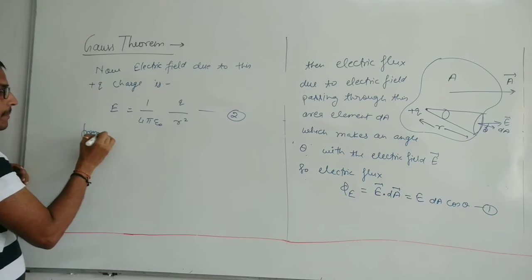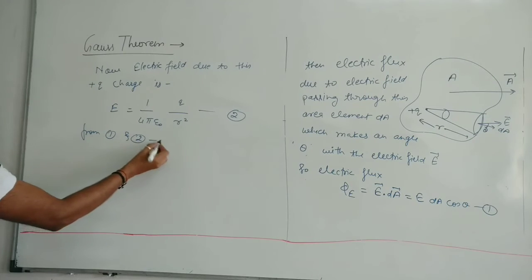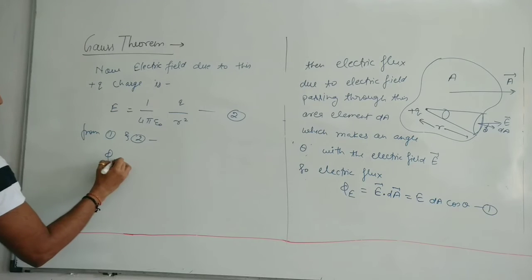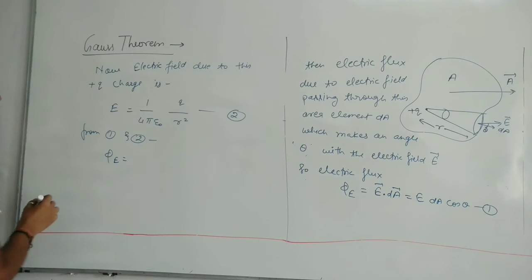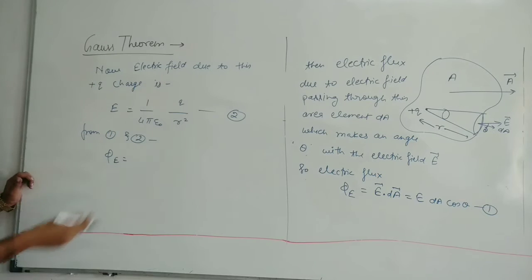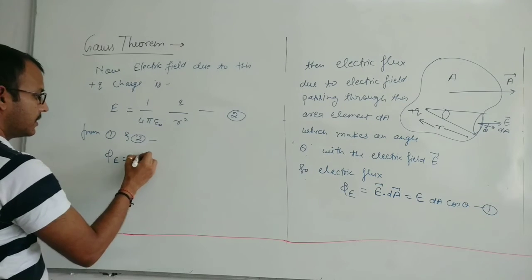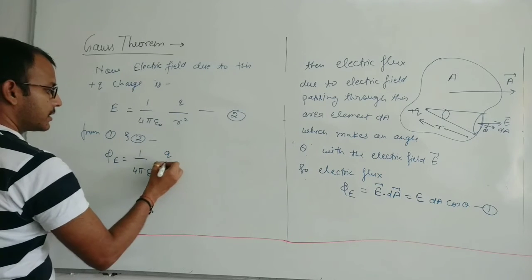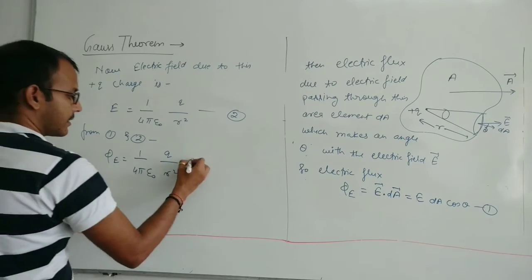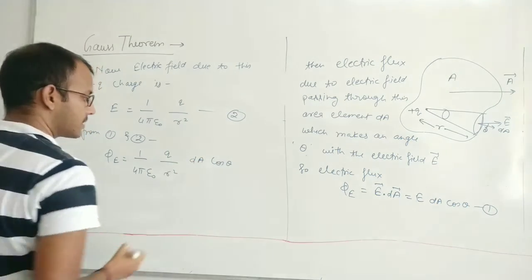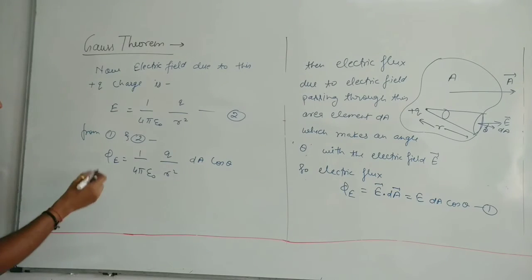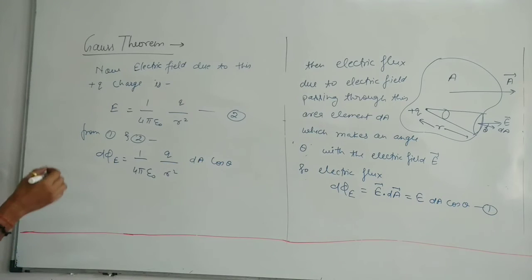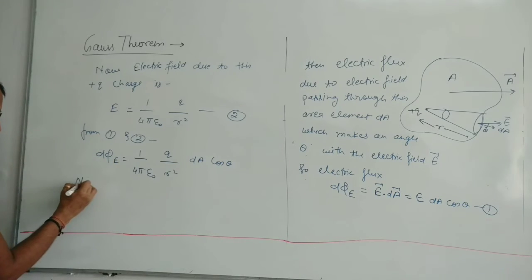From 1 and 2, phi E is equals to E dA cos theta. On putting this value E in equation 1, that is phi E is equals to 1 upon 4 pi epsilon naught Q upon R square and dA cos theta. This is the small electric flux due to small element dA.